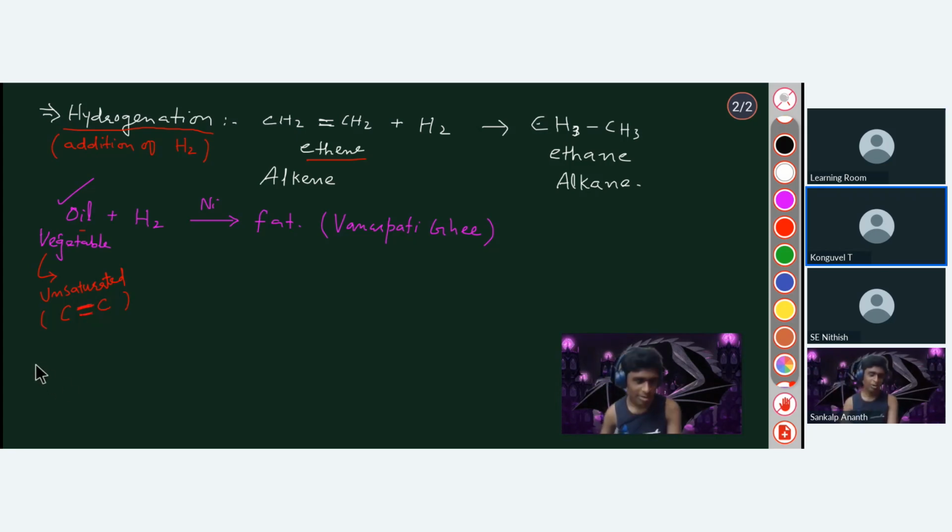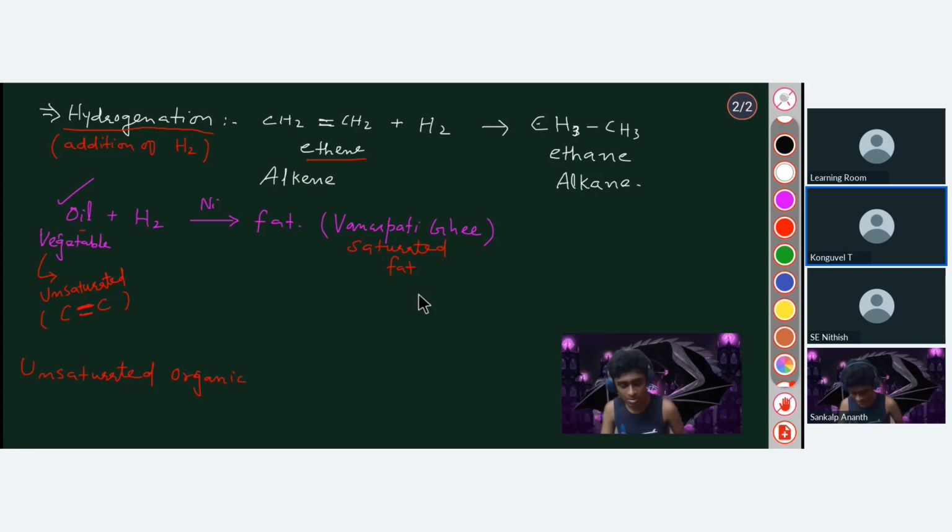You will remember some ghee packets. It will be written that vanaspati ghee is an unsaturated fat. Wait, vanaspati ghee means, in common terms, what is called dalda. It is actually dalda, which is saturated. This is your saturated fat. Have you got it? Vanaspati ghee is saturated fat. They use it in restaurants and all.